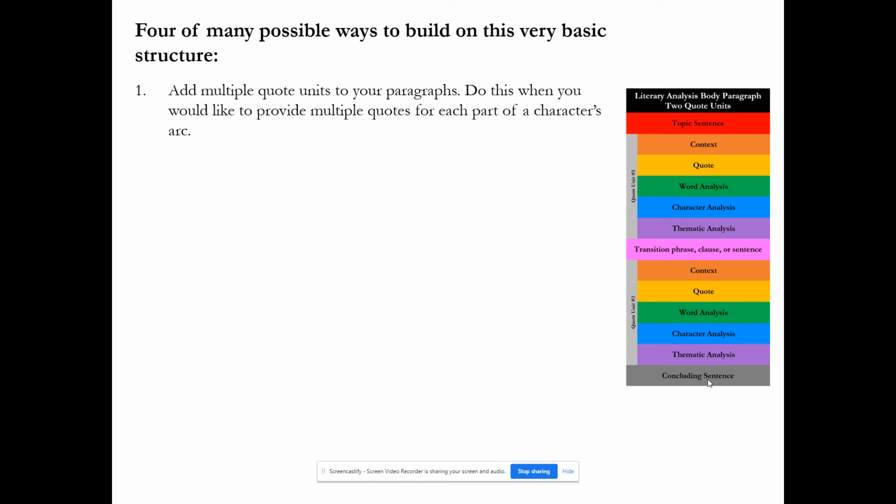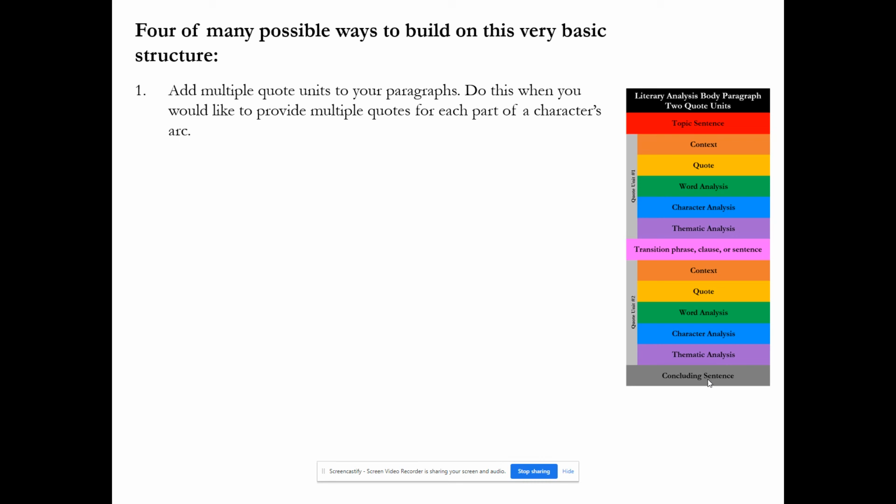So let's say we had a story where we wanted two quotes to prove that the character is, I don't know, guilty or is feeling guilty at the beginning of the story, right? The writer of the essay might want to put one quote from the first chapter and one quote from the third chapter, and together those two quotes would help to make the argument that the character is guilty.